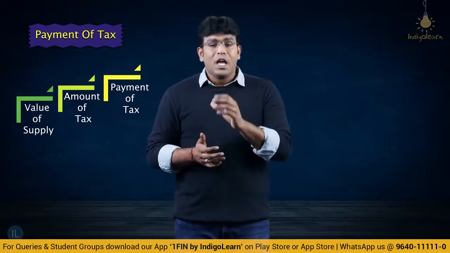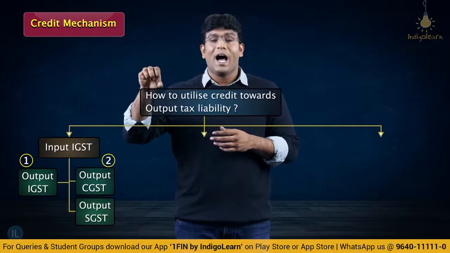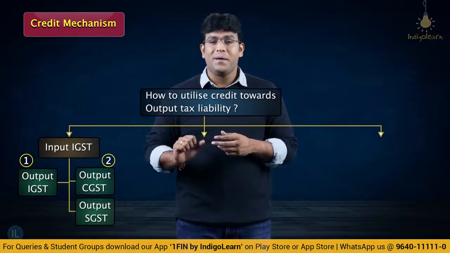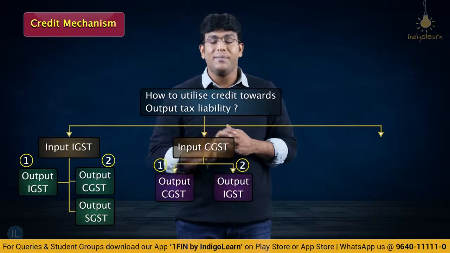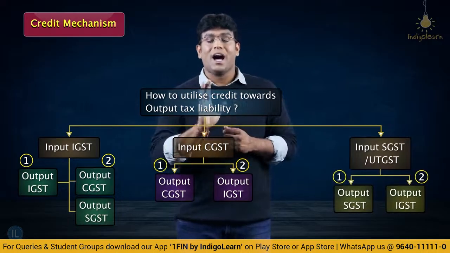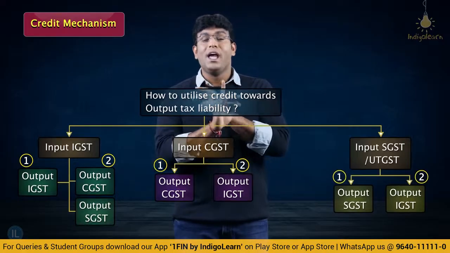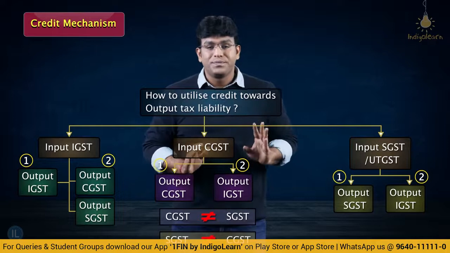And friends, we all know the interesting concept of the credit mechanism which we can use. As we already learned, IGST can be used for IGST, CGST, SGST. CGST can be used for CGST and IGST. SGST can be used for SGST and IGST. But we can't use CGST for SGST, or SGST for CGST. This fundamental point we all know.